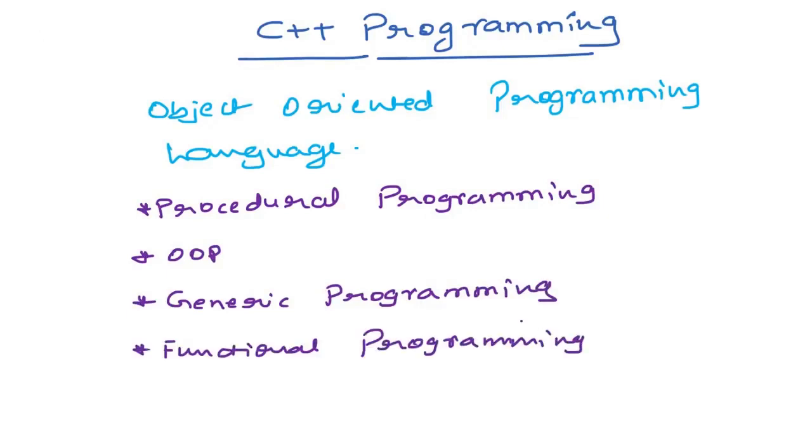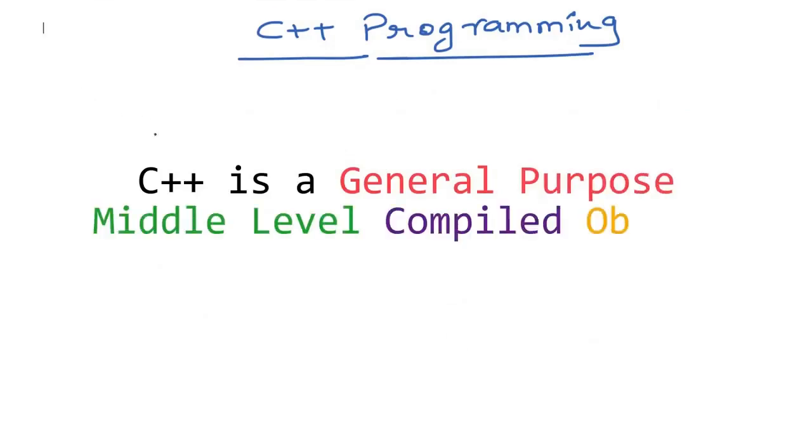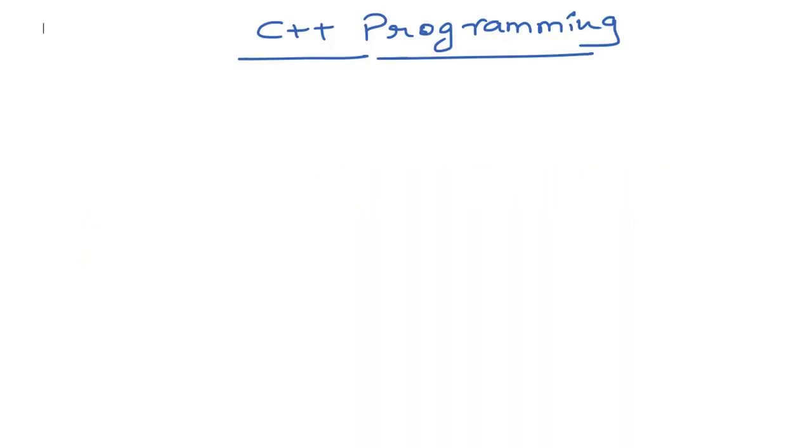This functional programming is newly added to the C++ programming language. C++ is a general purpose, middle level, compiled, object-oriented programming language. Alright, now let's take a look at some of the advantages of learning the C++ programming language.